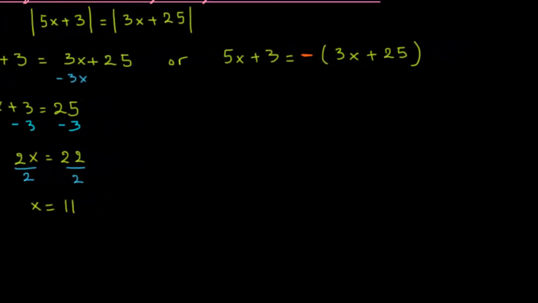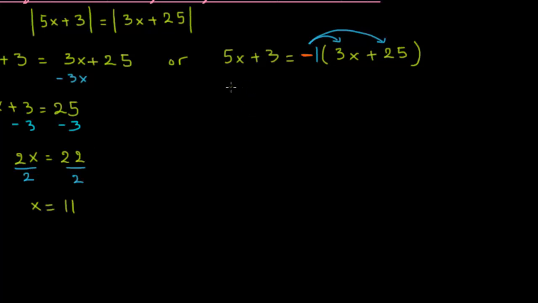Now, on the right side, we have 5x plus 3 equal to negative times 3x plus 25. With the tip I gave you before, if you have trouble with the negative sign, think that we have an invisible 1 in front of the parenthesis, then we just need to distribute the negative one.